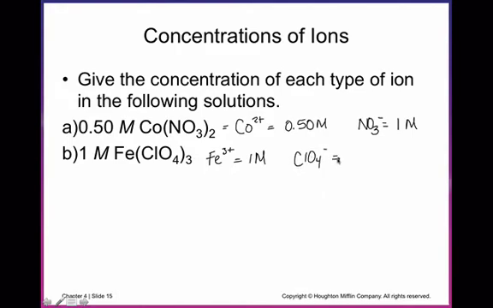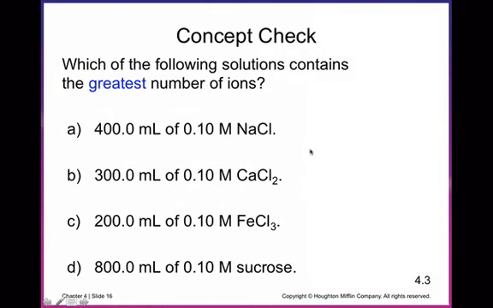So my perchlorate ion, I need to take 3 times 1, and I'm going to get a 3 molar concentration for the perchlorate anions. All right, this question says, which of the following solutions contains the greatest number of ions? In terms of number, I don't really need to go there. I'm just going to focus on moles of ions.